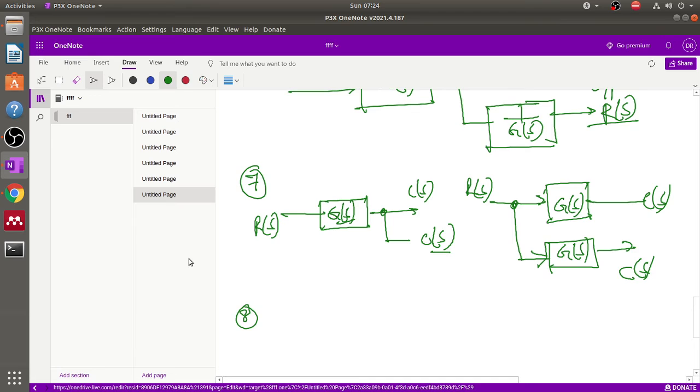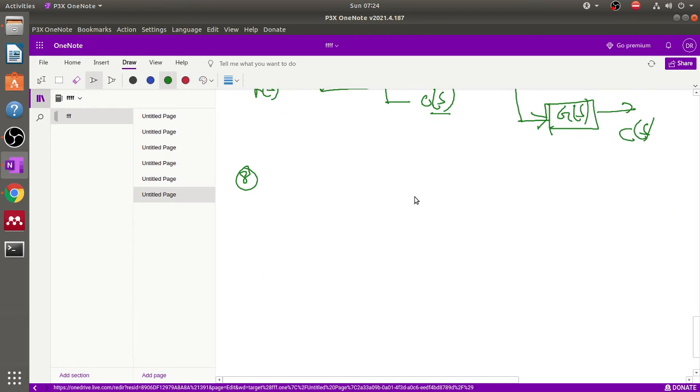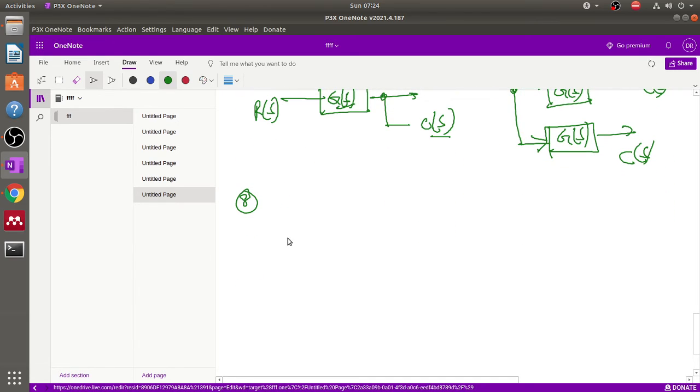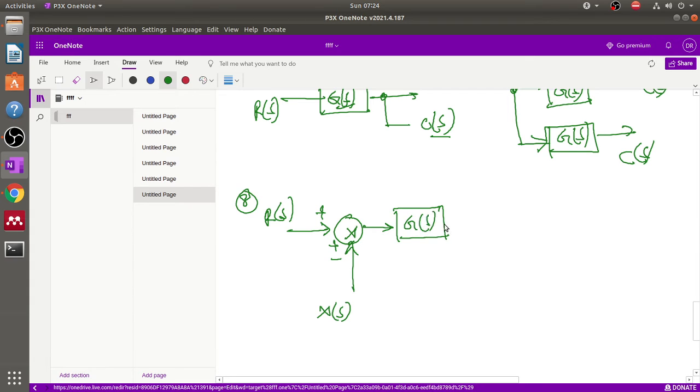Now next is number 8, shifting of a summing point from a position before a block to a position after a block. This is very important. Consider here two signals are coming, one is RS, another is XS. Say this is plus minus both, and here the gain is GS. Okay, so now this is very easy to realize the output.